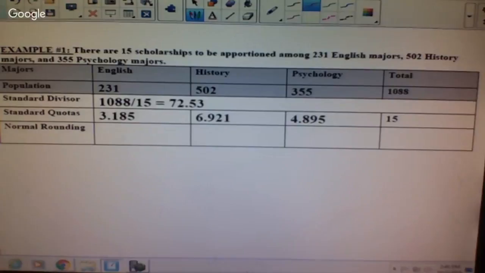Okay, so here's where the method comes into play. Normal rounding. 3.1 becomes 3. 6.9 becomes 7, and 5. What's 3, 16, 7, and 5? It adds up to 15. Oh, sorry. What just happened? How did it work? It became 15. How many seats do I need? 15. 15 was my number of seats. So guess what? You're done. There is nothing else to do.